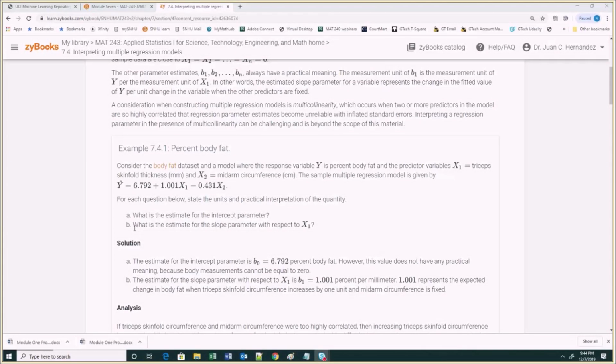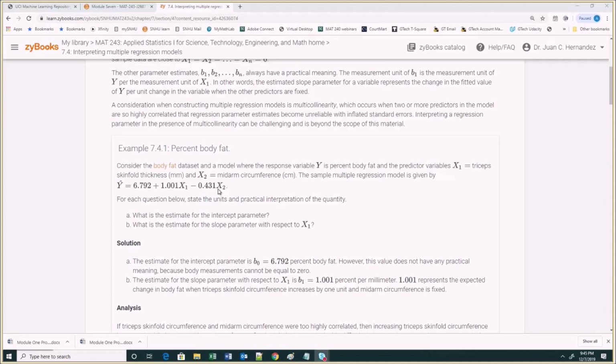Let's take a look at the second problem. What is the estimate for the slope parameter with respect to x1, and what is its interpretation? The slope estimate for x1 is 1.001. So Professor Wan, how do we interpret this value 1.001 that is given in this multiple regression model? That means that for every change in the x-axis, y will increase. The difference in the increase in y will be 1.001. Correct, provided that x2 remains constant.